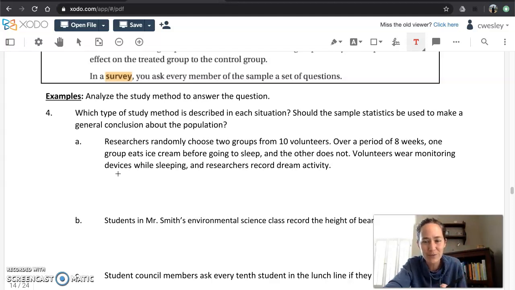Little known fact about Miss Wesley, might have told you this. I do that every single night. Just about every night before bed, I have double fudge brownie ice cream, sometimes with raspberries.